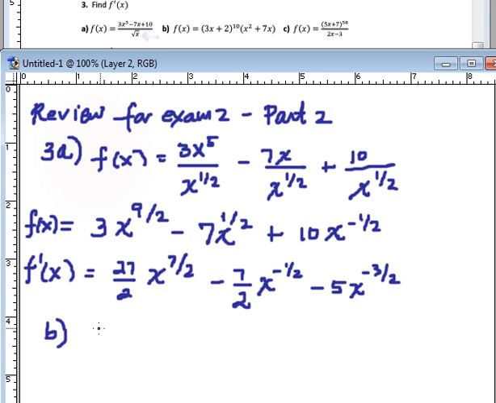Well, our next function is a product. Here we have the first factor in our product, and here's the second factor in our product. So we're going to use the product rule. So let's just do that right away. f prime of x is equal to, we'll do the first times the derivative of the second. Here's the first function, 3x plus 2 to the 10th, times the derivative of x squared plus 7x, that's 2x plus 7.